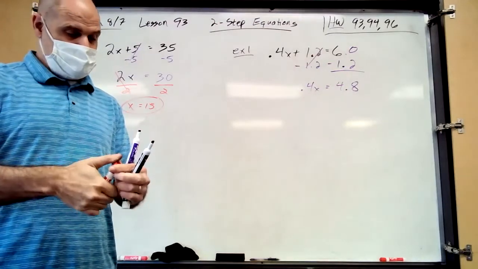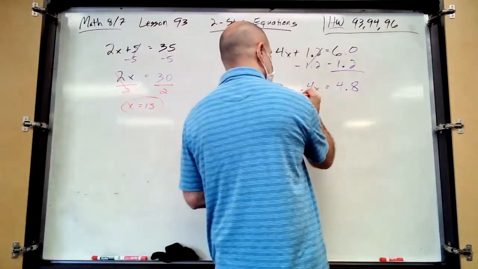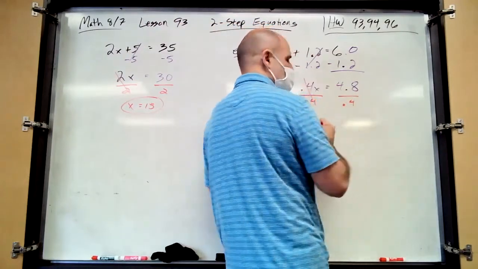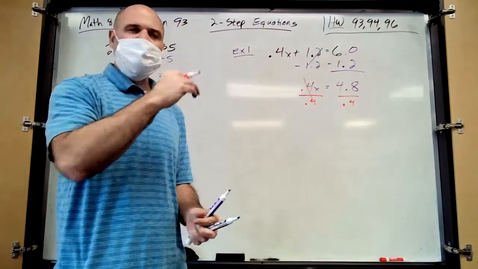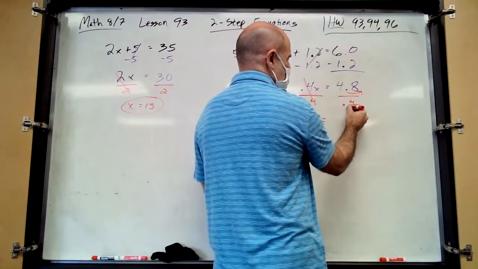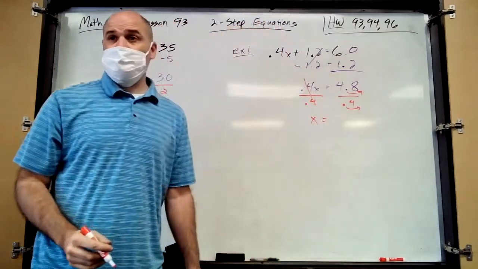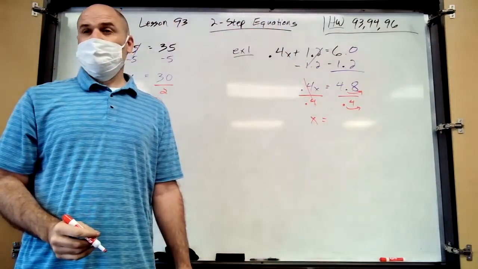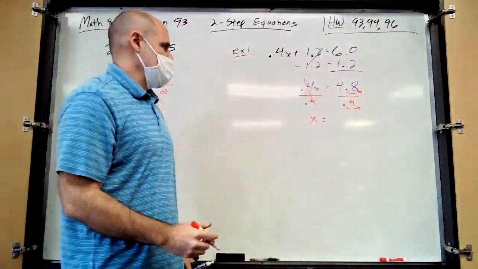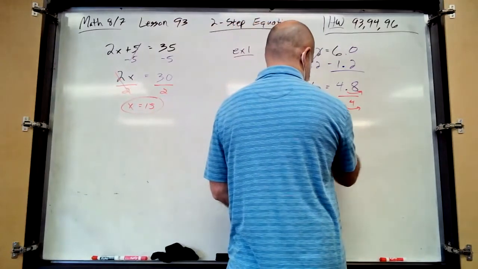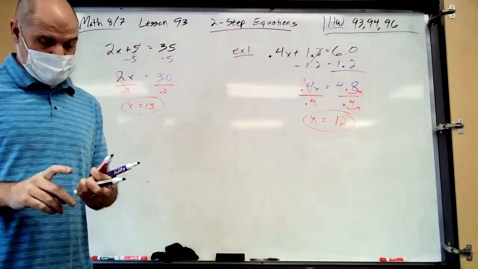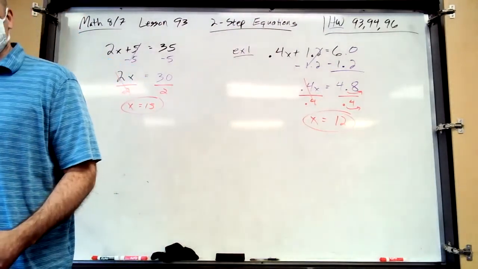Okay, now what? Adeline? You divide 0.4 by 0.4. Yep, divide both sides by 0.4. Both sides, because you can't just divide this by 0.4 without doing the other side. Whatever you do to one side, do to the other. So x equals, let's move the decimal over one place. How many times is 4 going to 48? 12 times, that's right. Divided by 4 is 12. Good. All right, not too bad, right?